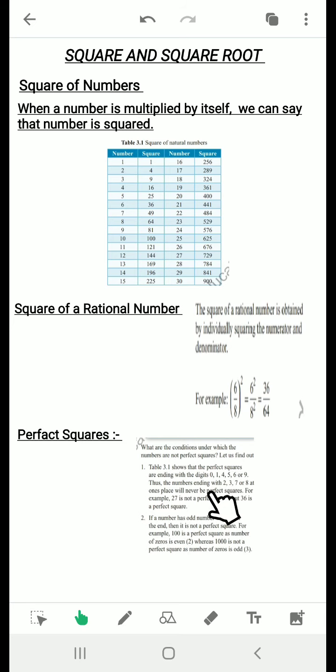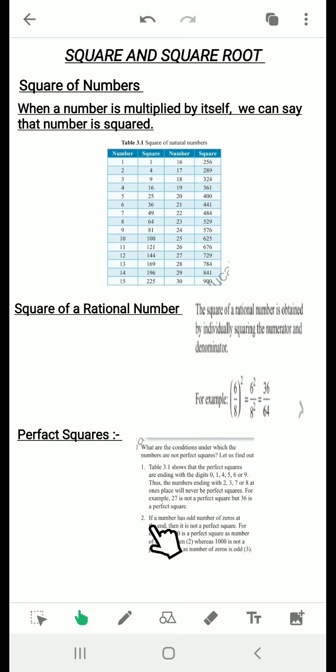But if a number ends with 0, 1, 4, 5, 6 or 9, then it can be a perfect square number, but it is not necessary that it will be a perfect square. For example, 46 is not a perfect square number. You cannot find 46 there. It is ending with 6, but it is not a perfect square number. So it can be a perfect square number, but it is not necessary.